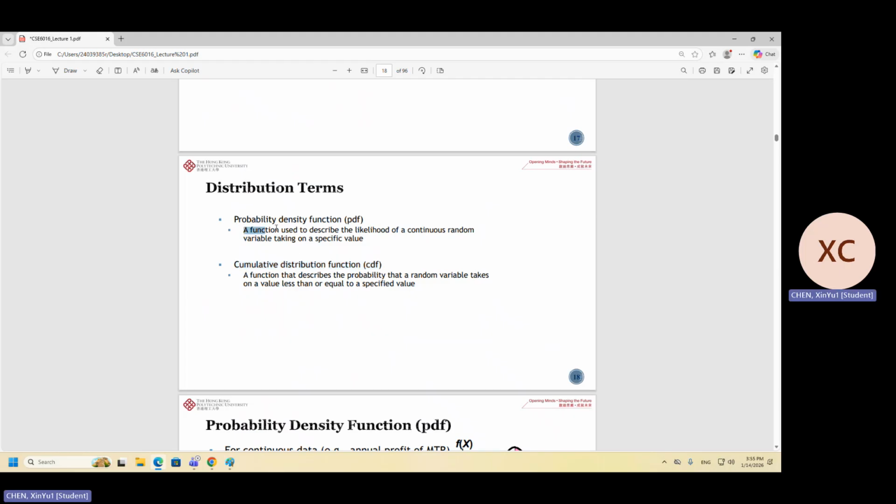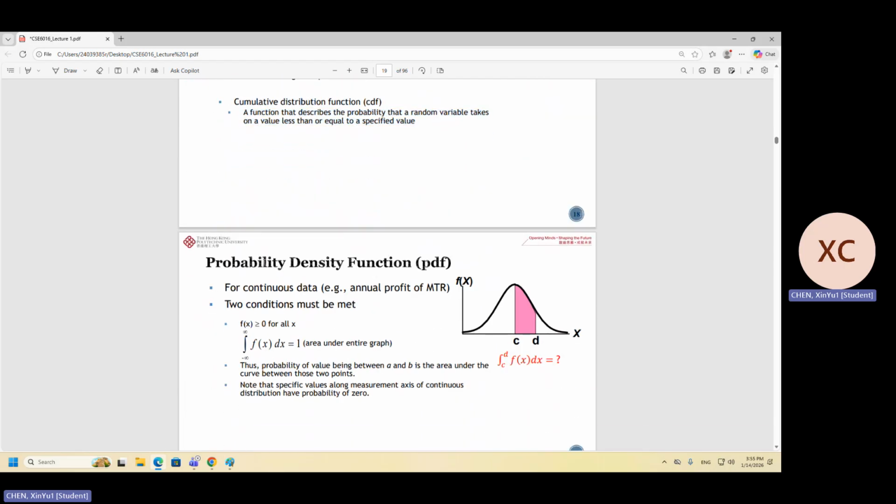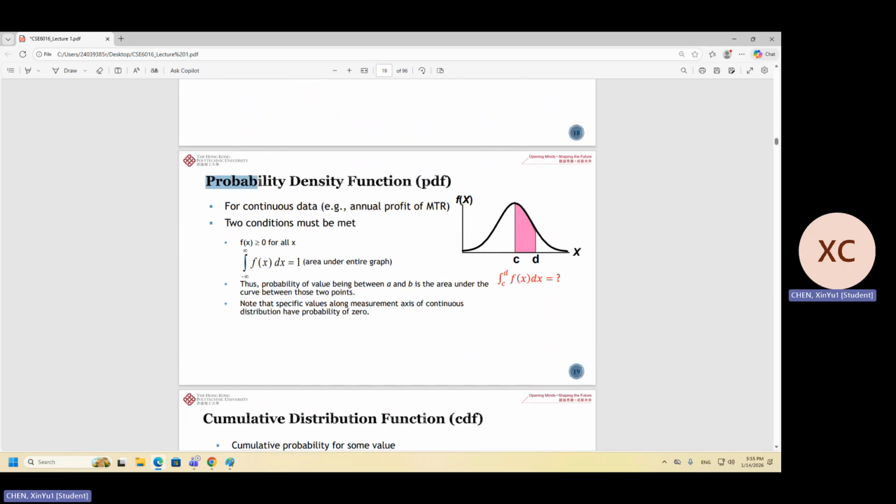So the PDF is a function used to describe the likelihood of a continuous random variable. So let's see it in more detail. The probability density function is for continuous data. For instance, the annual profit of the MTR, some money, $1, $1.5, $2, whatever, something with a continuous value.